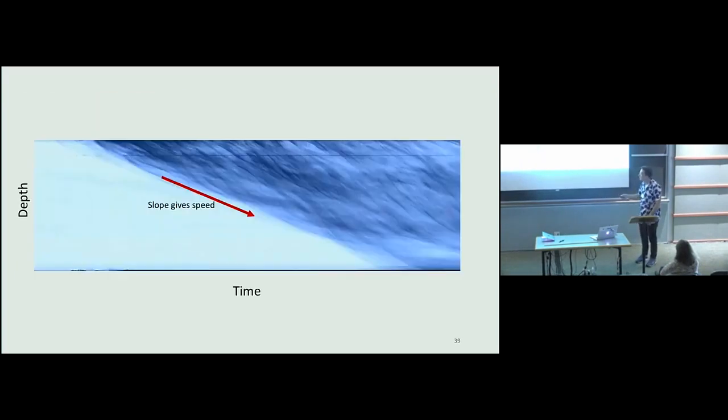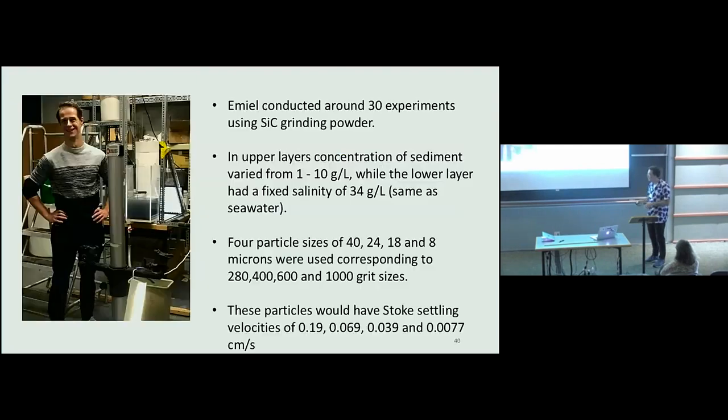Emil makes these time slices, and then we can fit the slopes from the pictures. He's done about 40 experiments in the lab, varying the density contrast and varying the settling velocity contrast. So, moment of excitement: what does he actually see?